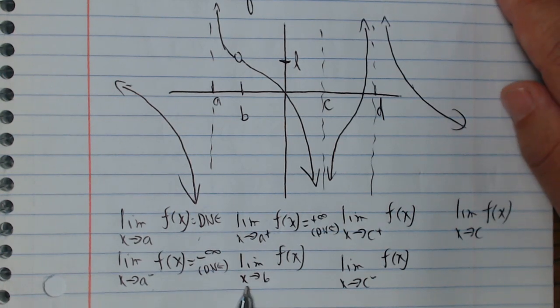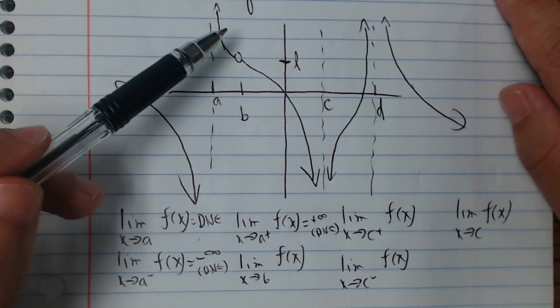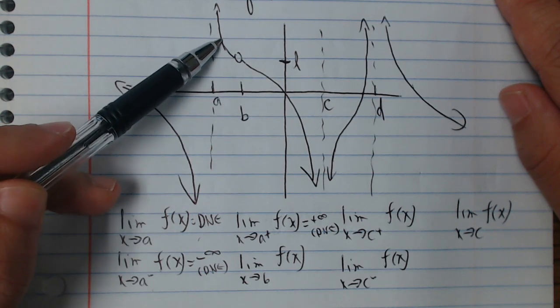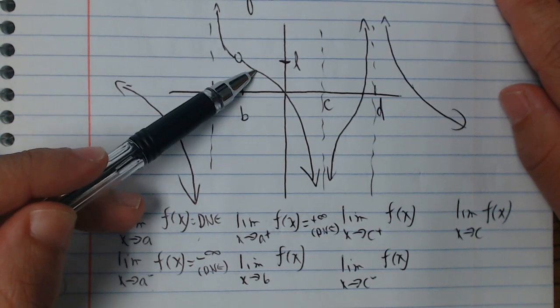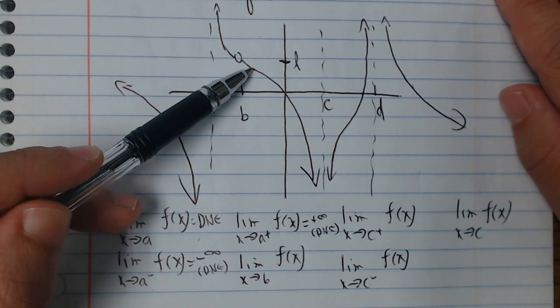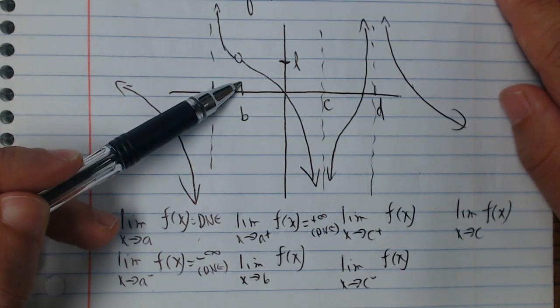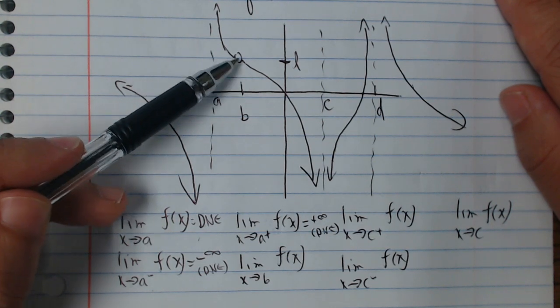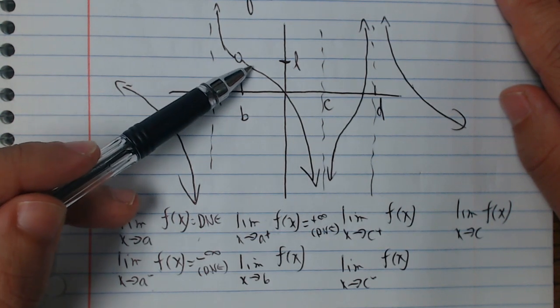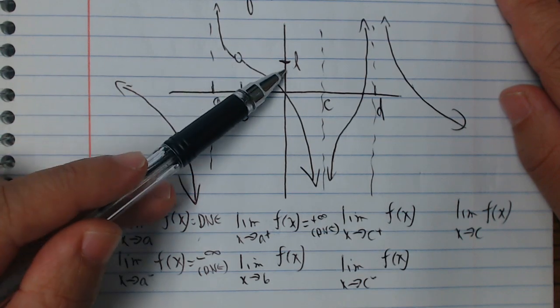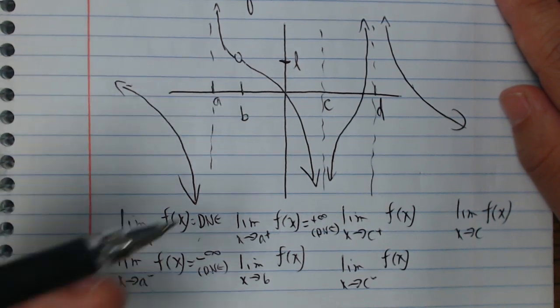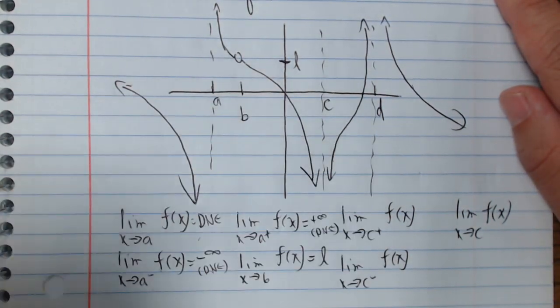Now, what's the limit as x approaches b? If I approach b from both sides, from the left side it approaches L, from the right side it approaches L. So notice how from both sides it agrees, although it's not defined at b. Once again, I don't care if it's defined at b or not. I just want to know, does it approach a y value from both sides of b as I get close to b? And the answer is yes, it gets closer and closer to L. So this one is actually L.